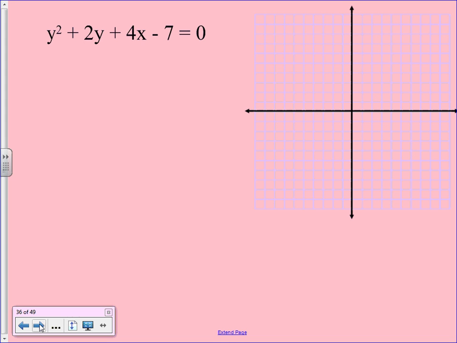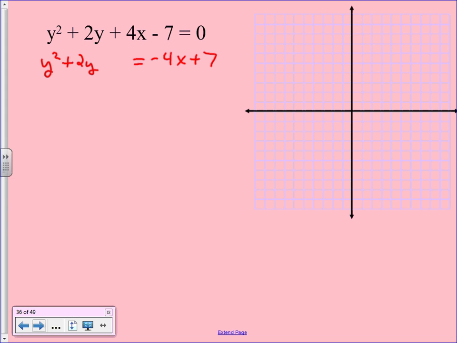So we're going to leave the y terms on the left, and we're going to take everything else to the right. So y squared plus 2y, leave us a little bit of room, equals, and put the 4x and the negative 7 on the other side, which makes that a negative 4x and a positive 7. Make sure I'm doing that right.